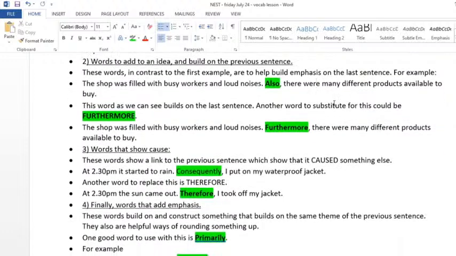Another substitute we could use is furthermore. The shop was filled with busy workers and loud noises. Furthermore, there were many different products available to buy. So this is a way of saying, if we split this up into two words, further and more, further going longer or increased, and more is additionally. So it's a singular word made up of two words, but it helps build on an idea.